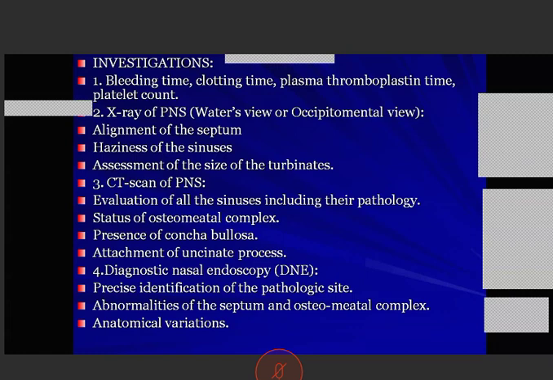Then next is a diagnostic nasal endoscopy. You can do a rigid nasal endoscopy and directly you can see where the deviation is, and whether there is any osteomeatal complex block. So the site of pathology you can see.